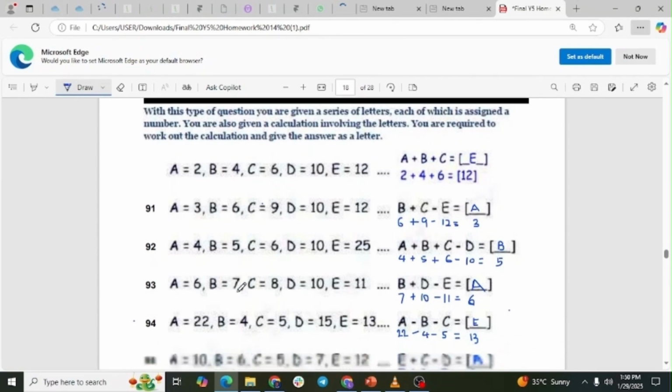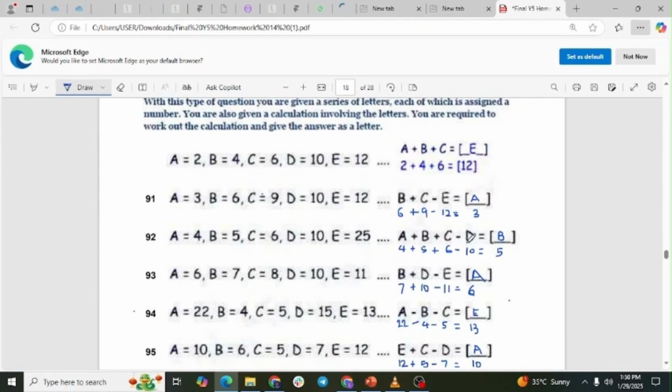Question 92. Calculation. A plus B plus C minus D equals? Where A equals 4, B equals 5, C equals 6, D equals 10. Correct answer. B.